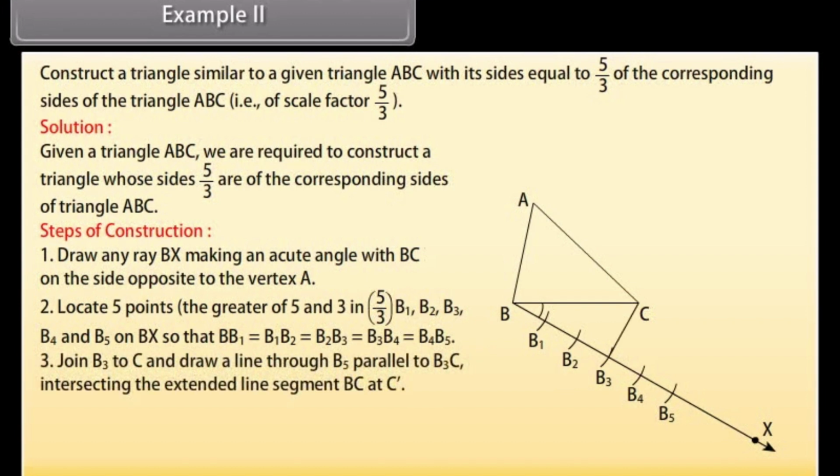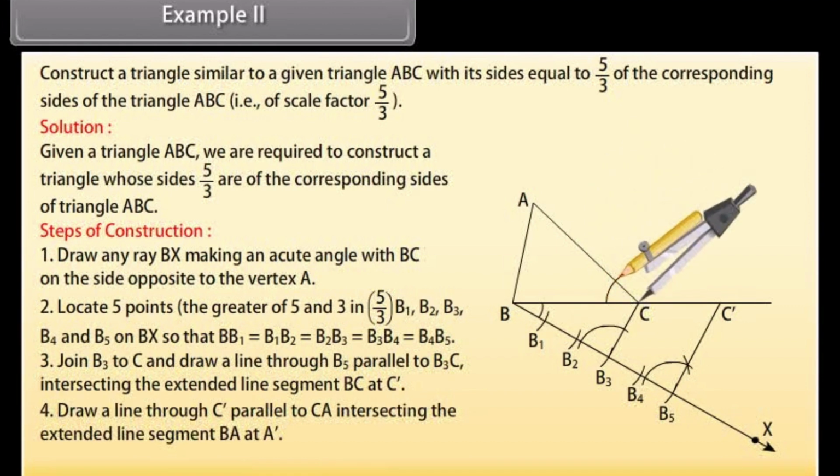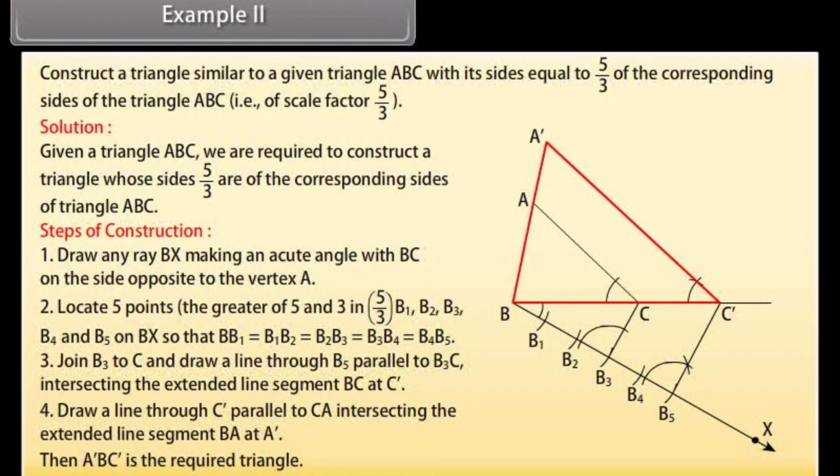Join B3, the third point, 3 being the smaller of 3 and 5 in 5/3, to C, and draw a line through B5 parallel to B3C, intersecting the extended line segment BC at C'. Draw a line through C' parallel to CA, intersecting the extended line segment BA at A'. Then A'BC' is the required triangle.